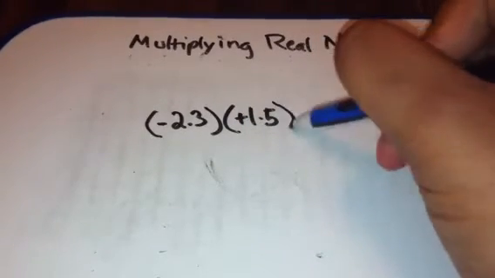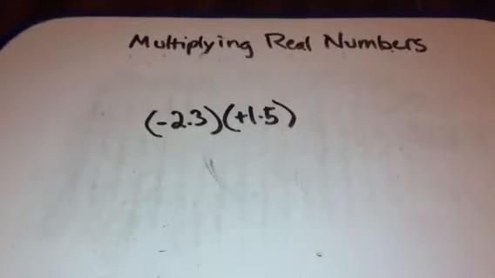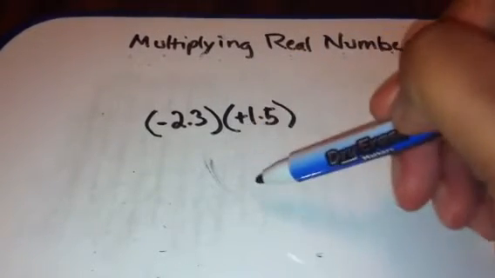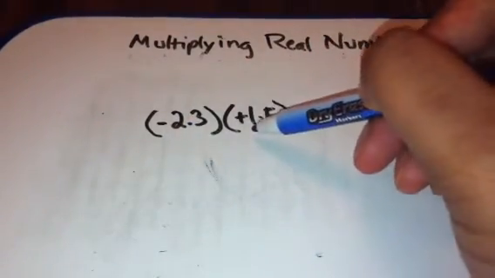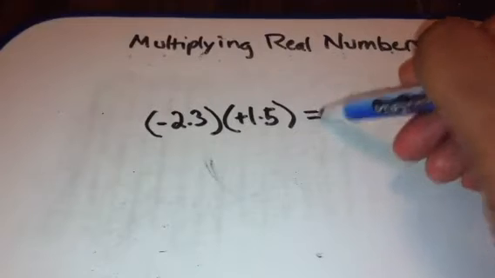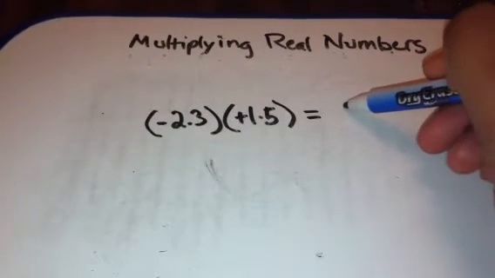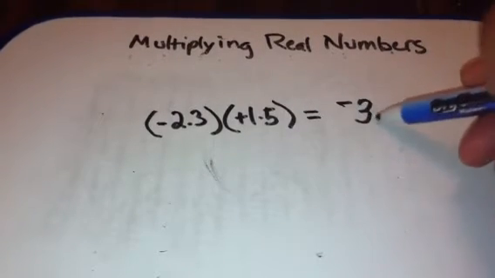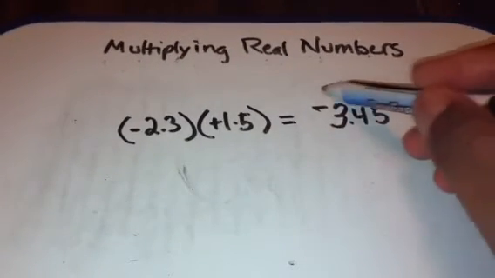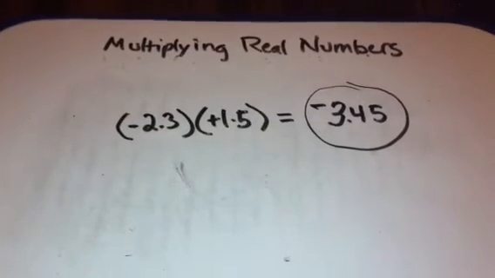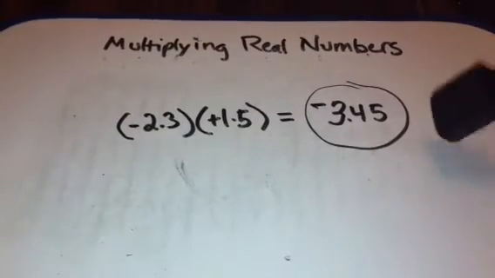We have a negative 2.3 times a positive 1.5. So we're dealing with two numbers that have different signs. The first number is a negative number. The second number is a positive number. So our answer is going to be negative. It's a negative 3.45. Okay, let's do another one.